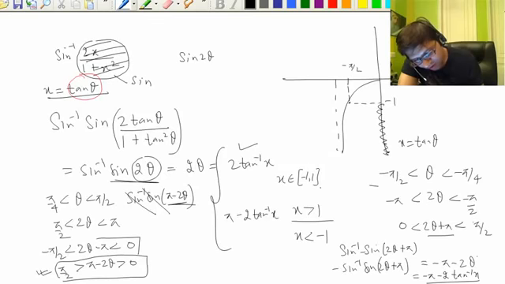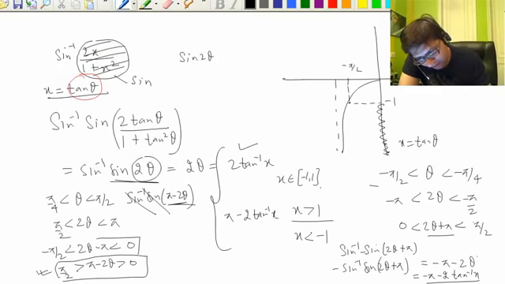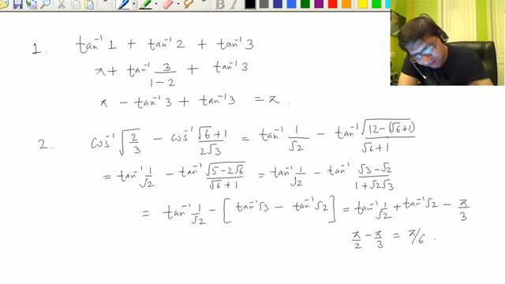So theory part is over. Now we have to do the problem solving. Let's start solving the problems. I don't know the question number, I think it is 1, or I'm not sure. So we have to add tan inverse 1 plus tan inverse 2 plus tan inverse 3. We have to apply tan inverse formulas.